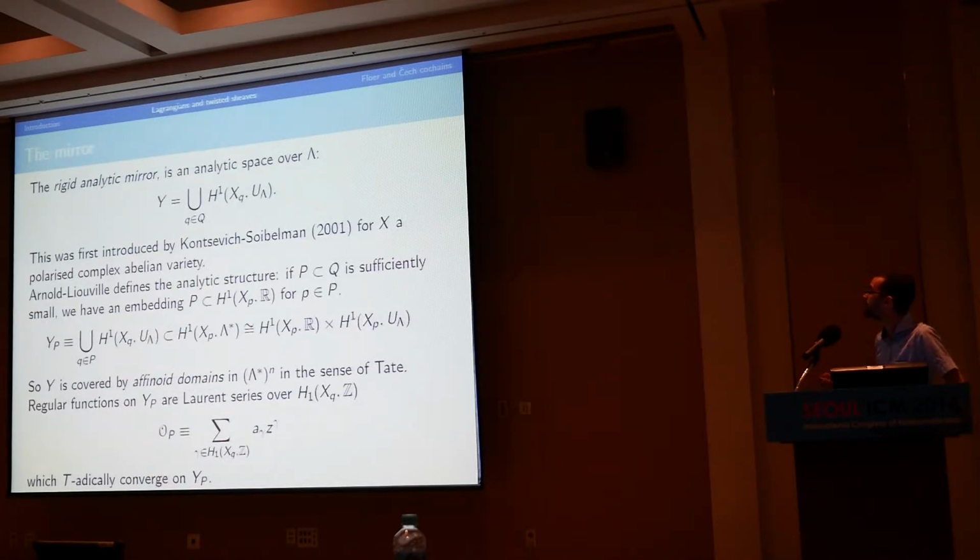Okay, so let me now talk about the mirror. So now things are going to get even more technical. So as I said, we can't work over the complex numbers. So instead, we have to have this notion of rigid analytic geometry, which appears here. So again, just imagine everything is over the complex numbers, but I have felt the need to be honest.